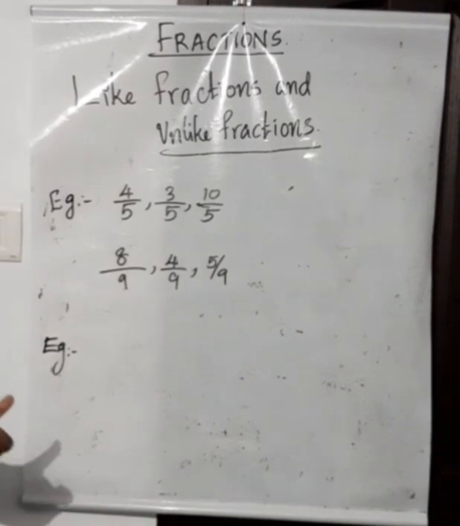We know the digits from 0 to 9. We know the 10 digits, and we can form any number using those digits. And we can form any fractions also using those digits.